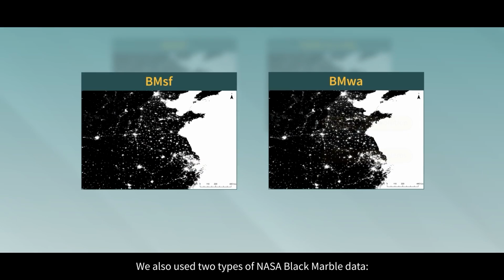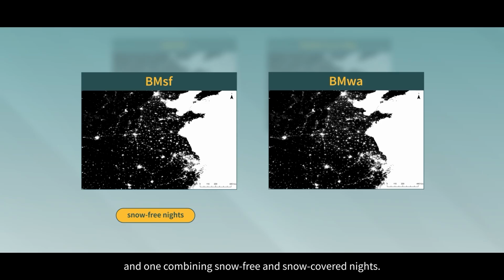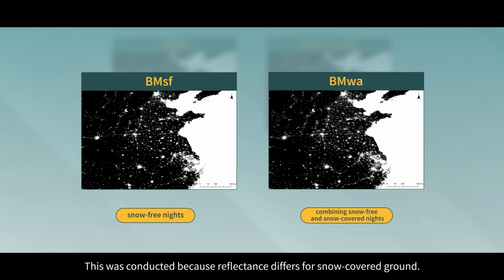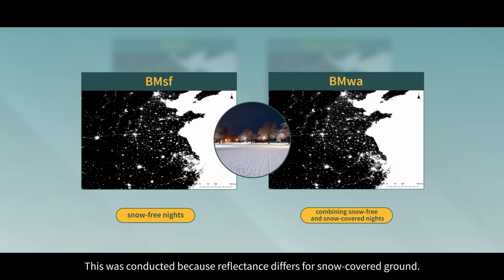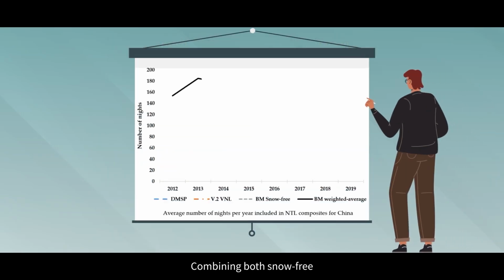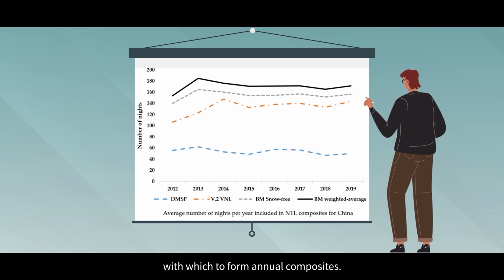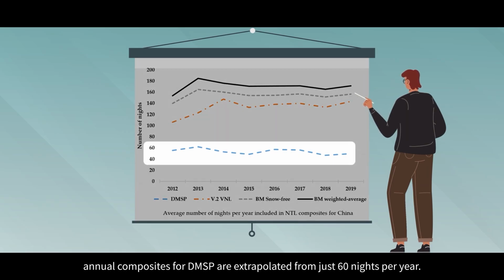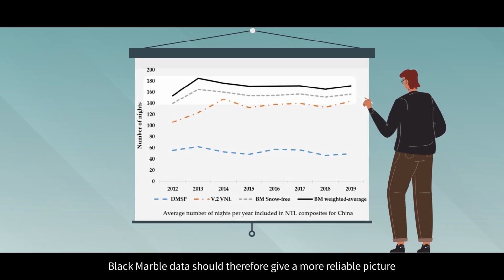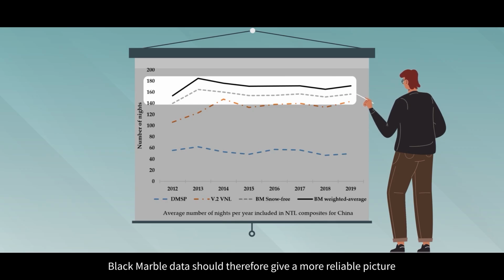We also used 2 types of NASA Black Marble data, one for snow-free nights and one combining snow-free and snow-covered nights. This was conducted because reflectance differs for snow-covered ground. Combining both snow-free and snow-covered sets provides images from about 180 nights per year with which to form annual composites. In contrast, annual composites for DMSP are extrapolated from just 60 nights per year. Black Marble data should therefore give a more reliable picture of annual economic activity.